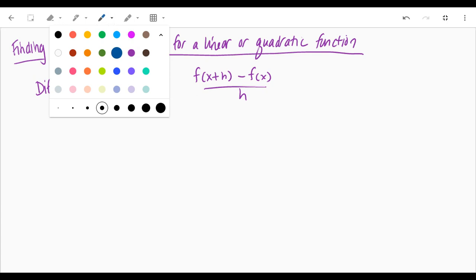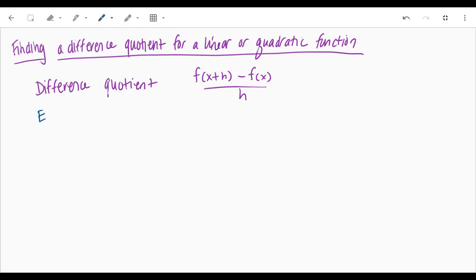But our example that we will use is f of x is 3x squared plus 4x. And we're supposed to find the difference quotient. So we actually already have part of it, right? We have the f of x that we need. We need to find f of x plus h. So we're going to evaluate this function, replace your x with x plus h.